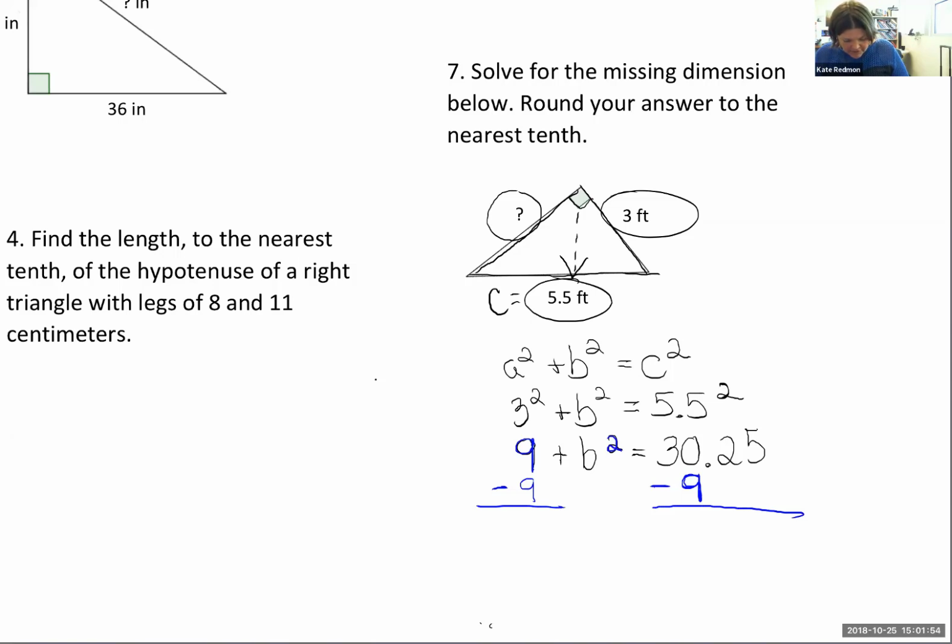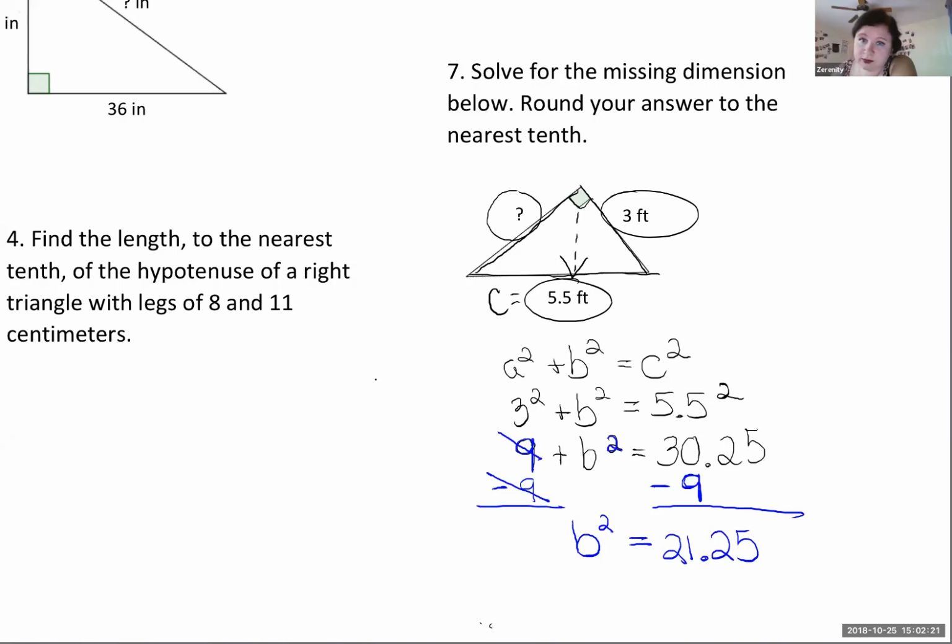Whole numbers in the ones place line up with whole numbers in the ones place. So on this left-hand side, taking 9 away from 9 does zero out, and what's left is positive b squared. I don't need to bring the plus sign when the numbers are positive. I'll drop that. So I get b squared is equal to 21.25, and you can verify that for me in a TI if you don't believe me.